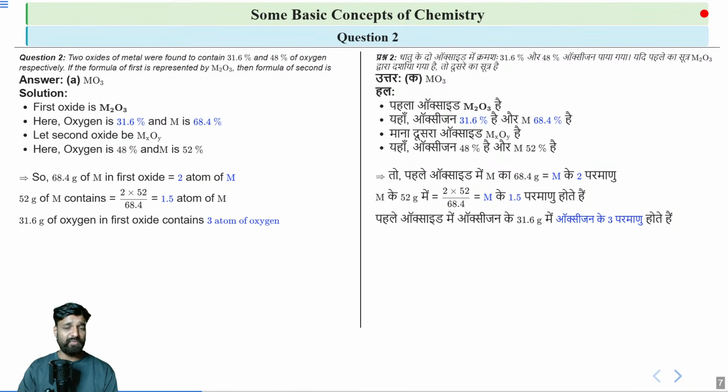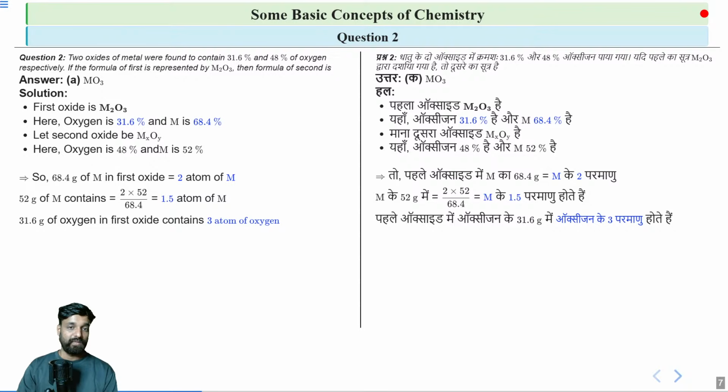Now, next what will we do? We will do the same for oxygen. We know that 31.6% of oxygen is present. Now, from the molecular formula, which is M2O3, we can say that 31.6 gram of oxygen in the first oxide will contain 3 atoms of oxygen.